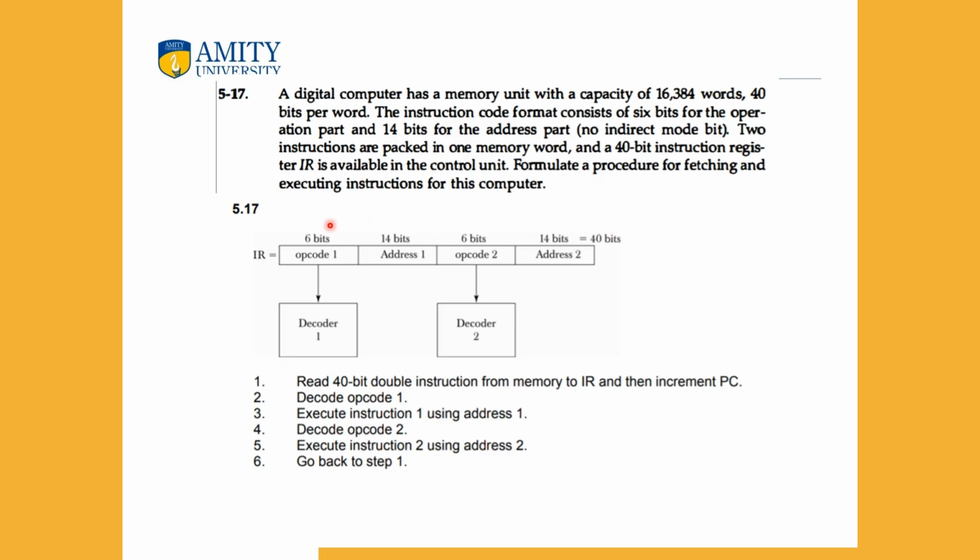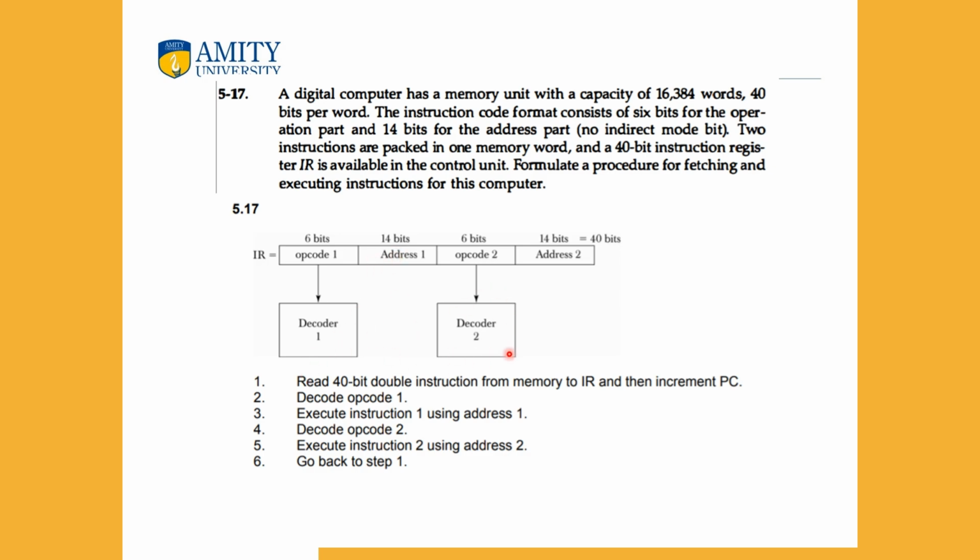The second step will be to decode the first OP code, since we remember the instruction cycle is always about fetching, decoding and executing. So the second step will be to decode OP1 and execute the instruction using address 1. Once we decode this, we know what operation is supposed to be performed. Then we find the operand from address 1 and execute it accordingly.